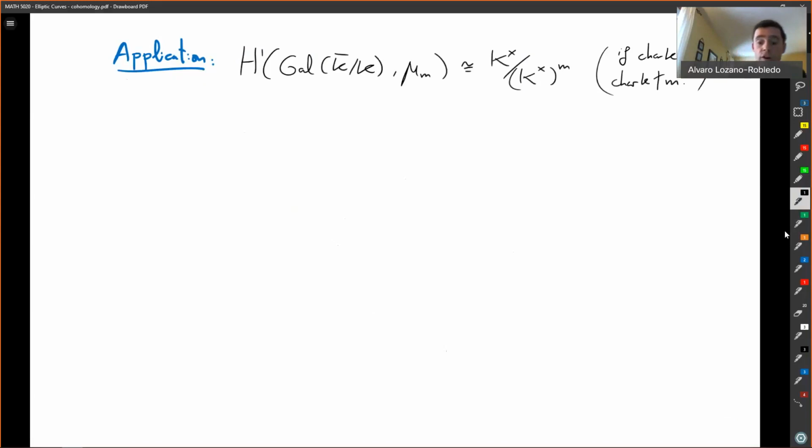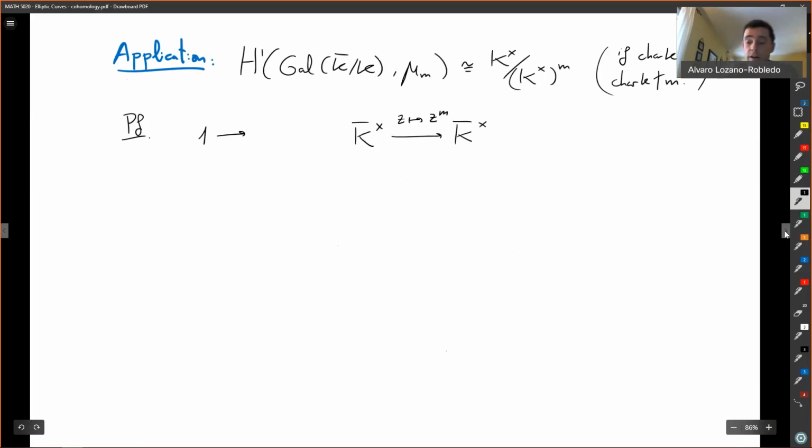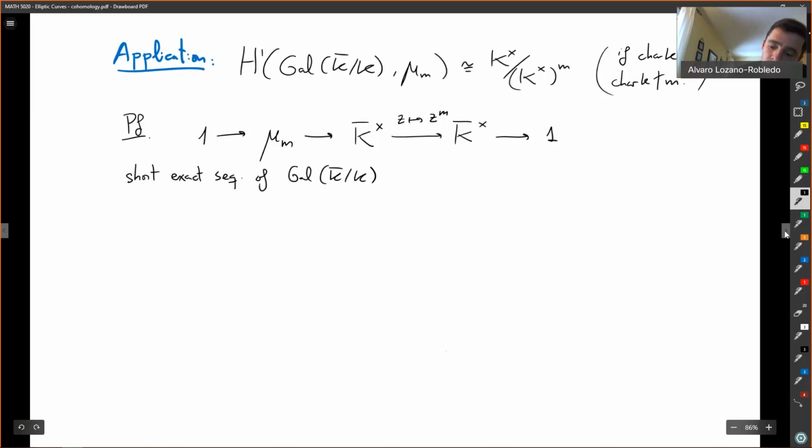Okay, so let's start from one short exact sequence and then take cohomology groups. So we can start from the sequence that goes from k cross bar to k cross bar, that's just mth powers. The kernel of that is precisely the mth roots of unity of k. And this is in k bar, so the mth powers are surjective. So this is a short exact sequence of Galois modules.